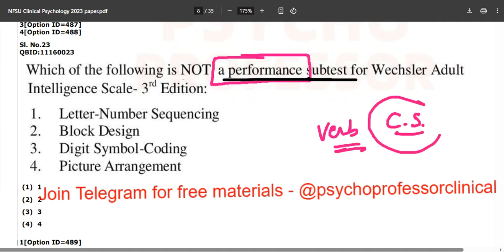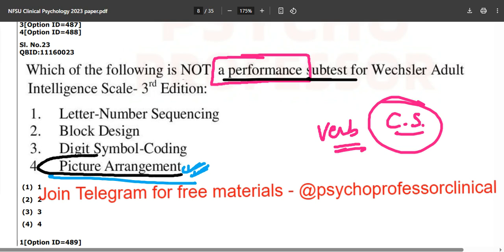Okay, let's try to solve just this question on common sense, because in the exam hall also, everything you would have studied is not possible, so you have to apply some common sense. So what is the meaning of performance? The meaning of performance is that you have to perform something. Okay, fair enough. Now picture arrangement, will this need a performance? Will this need you to perform something, or will it need some knowledge about literacy or numbers and all those things? Okay, so this is picture arrangement.